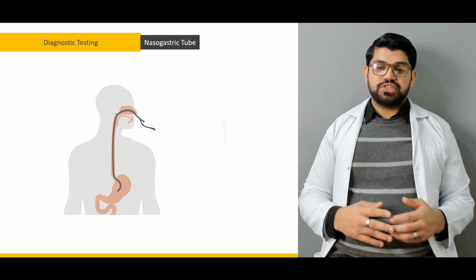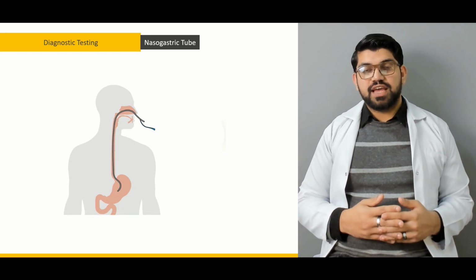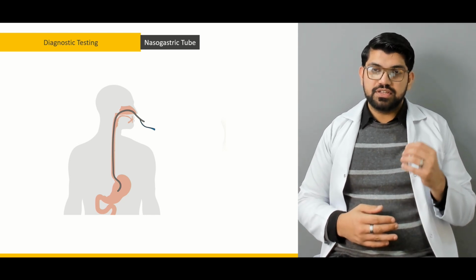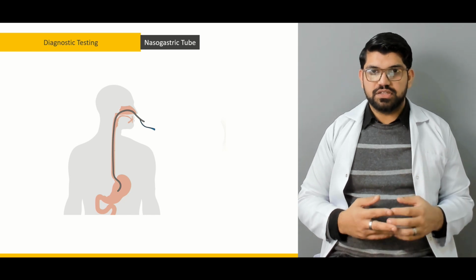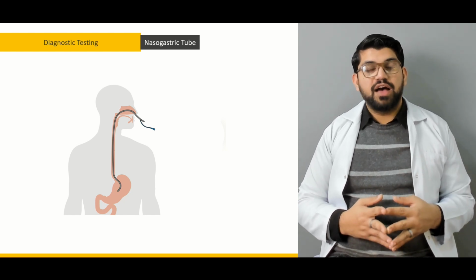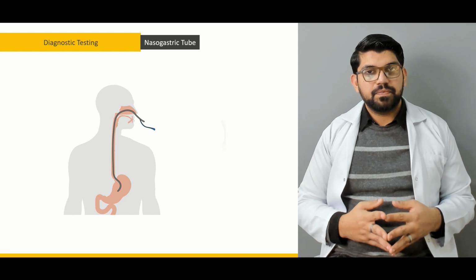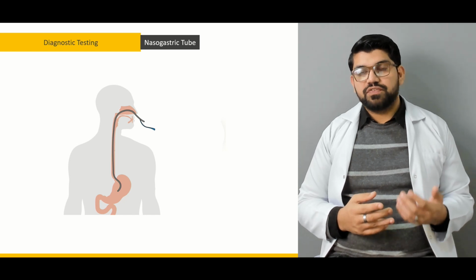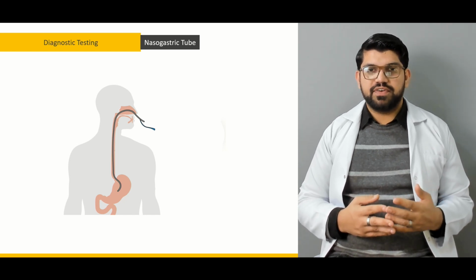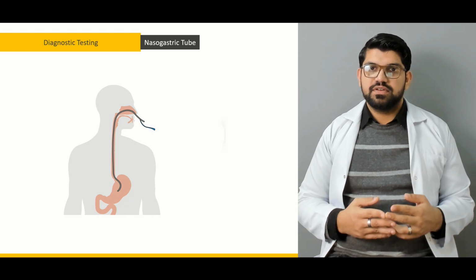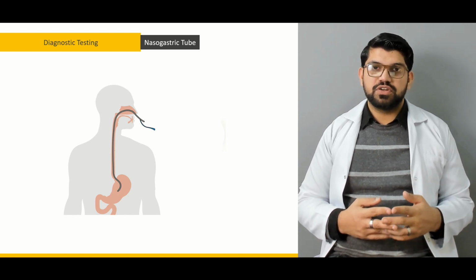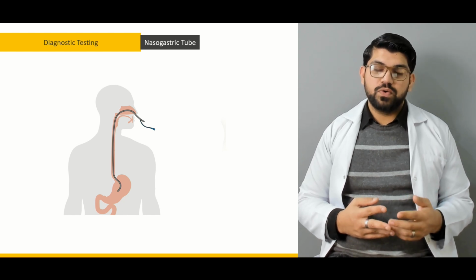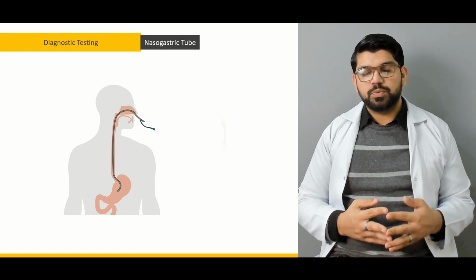So again, the nasogastric tube is very, very important. As you can see in this diagram, this is a nasogastric tube. You insert a tube from the nose that goes into the esophagus and eventually into the stomach. How do you do that? What's the significance of it? Aspiration from the nasogastric tube can help you identify two things: if the patient is bleeding or not bleeding, and whether the patient is having bile or no bile. Why is this so important?